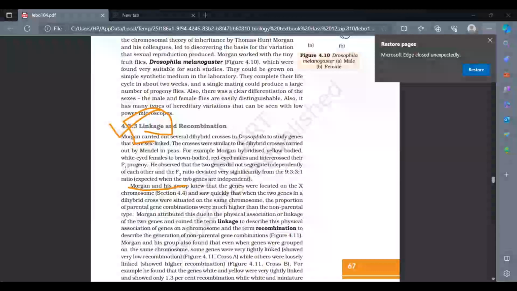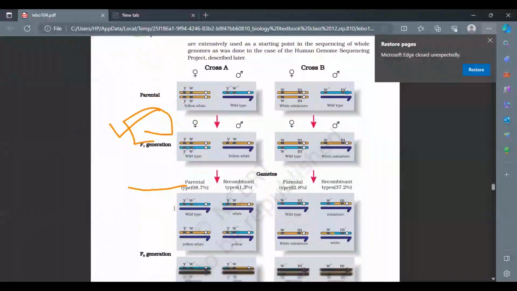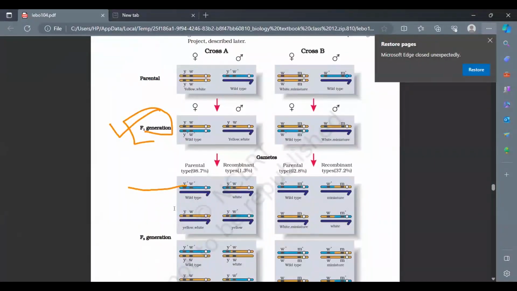Morgan and his team found that even when genes were grouped on the same chromosome, some genes were tightly linked, and some genes maybe not that tightly linked. I'll show you with the diagram. If you can see cross A and cross B over here, the first one has a parental type of 98.7%, and the second has a parental type of 62.8%. There is more linkage in the first type and more recombination in the second type of cross.